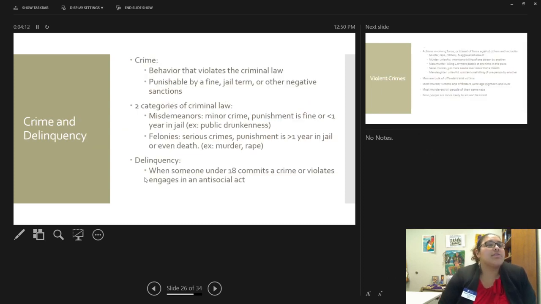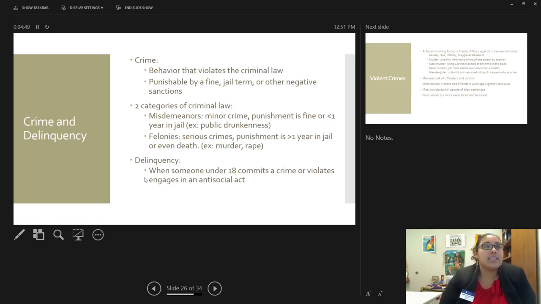Okay. Different types. What is crime? Behavior that violates criminal law, punishable by a fine or jail time, or other negative sanctions. There are two categories of criminal law: misdemeanors, which are minor crimes, where the punishment is a fine or less than a year in jail time. For example, something like public drunkenness. Then we have felonies, serious crimes, where the punishment is more than a year. Even punishments in jail may be for a long time, or the death penalty, for something like murder or rape.